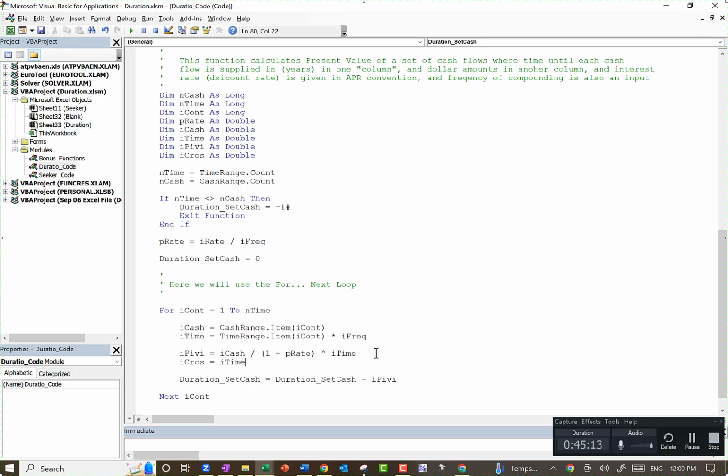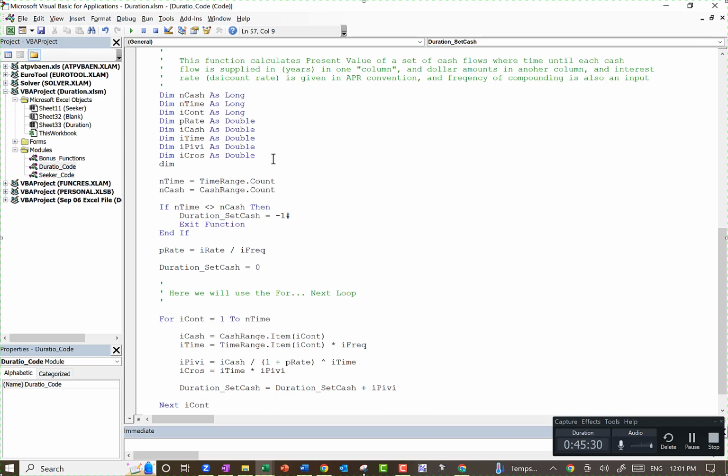Remember, iTime was number of periods until that cash flow. Take that iTime, multiply it by IPV, okay? Let's create one more variable, dim sum cross.